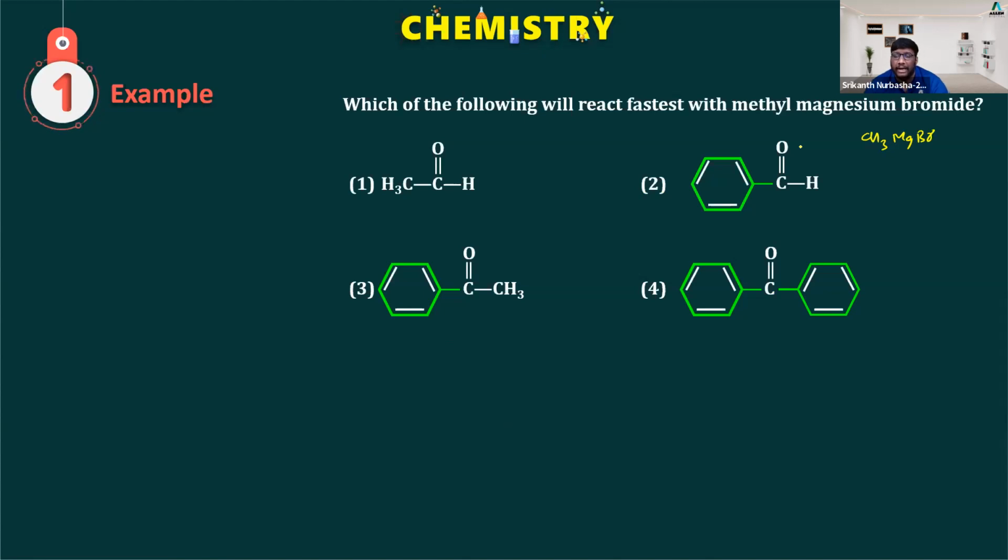What was the order? Aliphatic aldehydes more reactivity, then aromatic aldehydes, then aliphatic ketones, then aromatic ketones. Look at option 1 and 2. Both are aldehydes. Option 3 and 4, both are ketones. First is an aliphatic aldehyde. Aliphatic aldehyde will be having the greatest reactivity. So option 1 is the right option. Right? Very good.